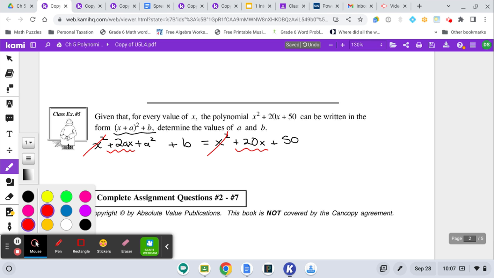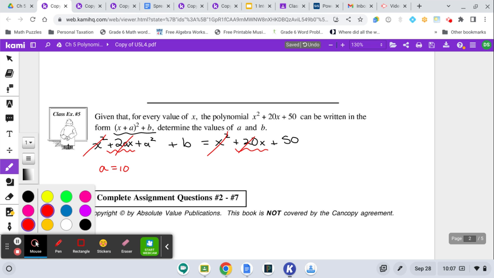So what does a have to be? 10. Oh, so I already know something. So a is 10. Okay. Let's pretend we have said a is 10. Let's drop those. Let's forget about those then. We're done with those. Now I know that this a is actually a 10.